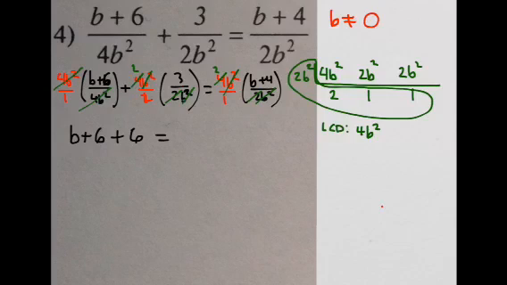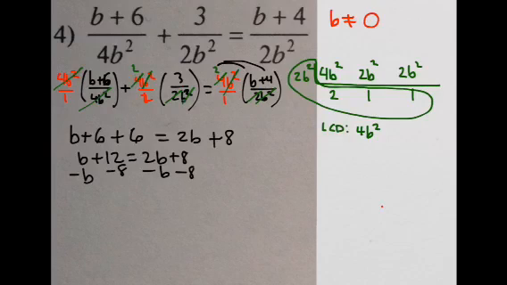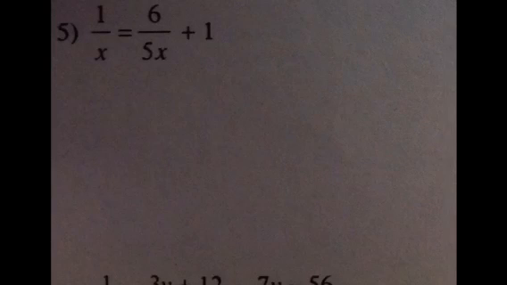And then on the right side, distribute the 2. So I got to distribute the 2 here and here. So 2b plus 8. So I've got b plus 12 is 2b plus 8. I'm going to subtract the b and subtract the 8. So 4 equals b. And that's fine because the excluded value is 0. Okay, so we look at the denominator and we see that x cannot be 0.